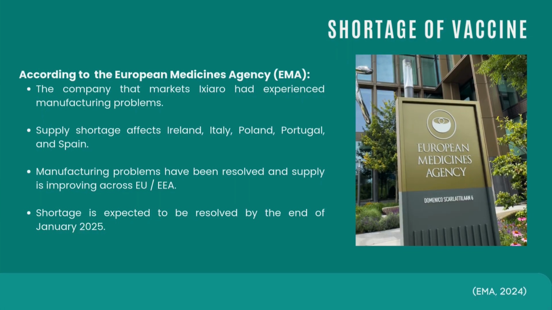Recently, the European Medicines Agency reported that manufacturing problems worsened an Ixiaro shortage caused by increased demand, affecting Ireland, Italy, Poland, Portugal, and Spain. However, the issues have been resolved and supply is improving across the European Union and economic area, with the shortage expected to end by January 2025.